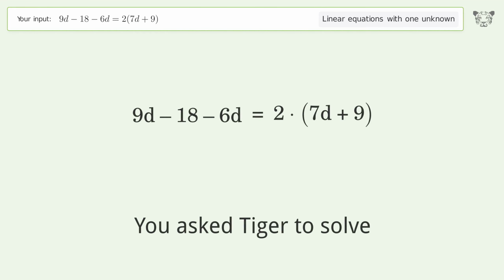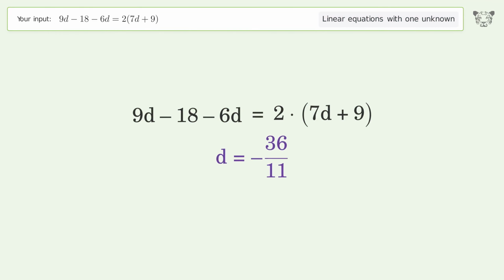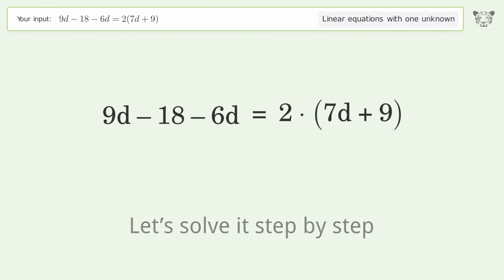You ask Tiger to solve. This deals with linear equations with one unknown. The final result is d equals -36/11. Let's solve it step by step.